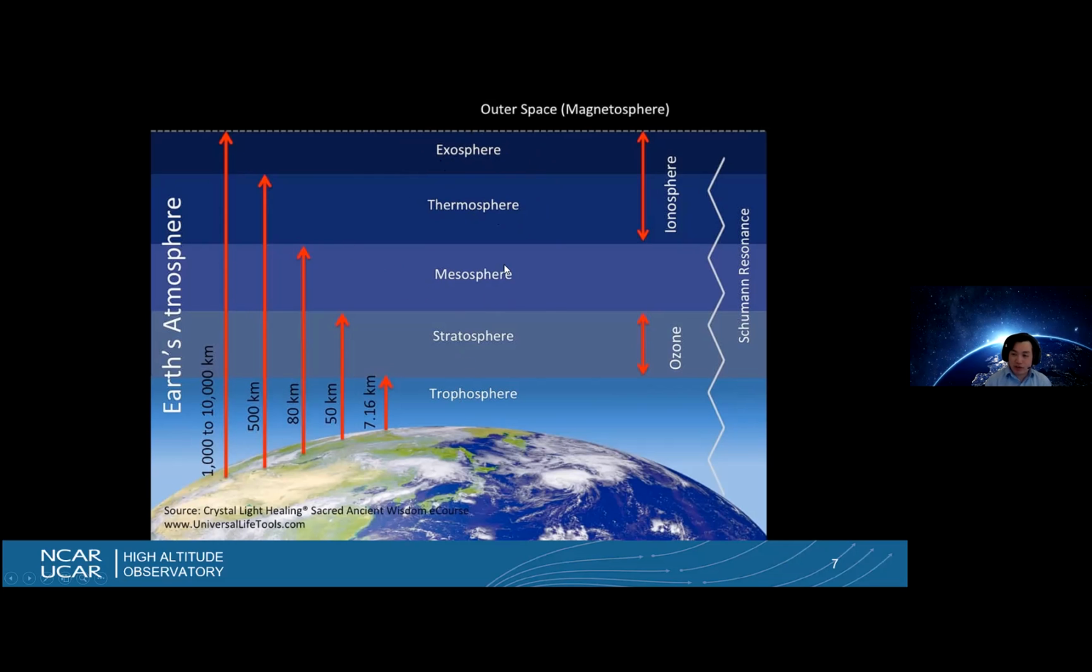And then the mesosphere sometimes is included as part of the upper atmosphere. It's more like the middle atmosphere. And then you have the stratosphere and troposphere down below. This is where all your typical earthly weather is. So that's the neutral stuff.